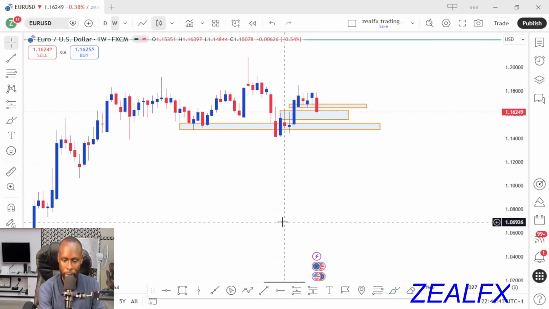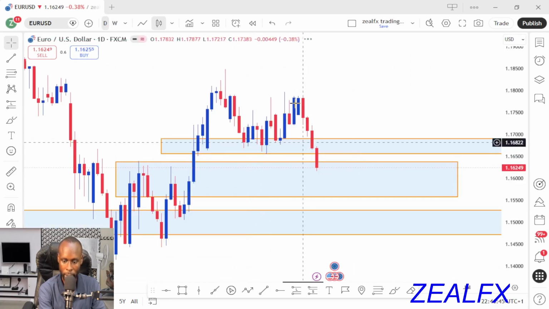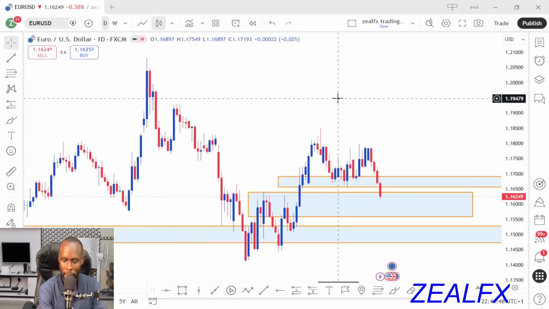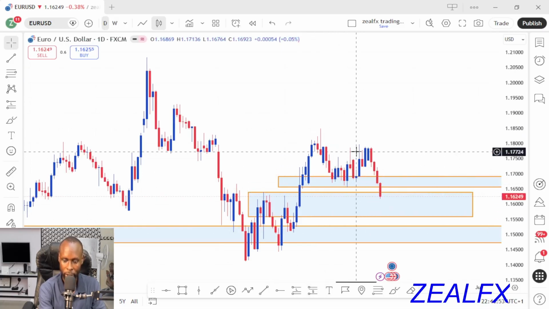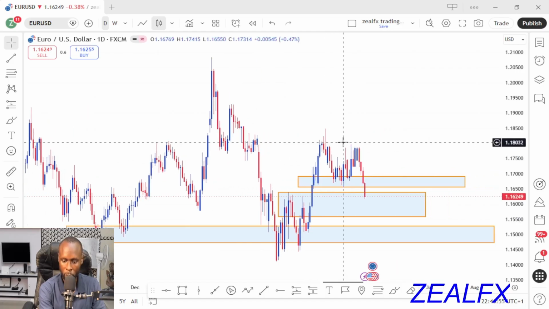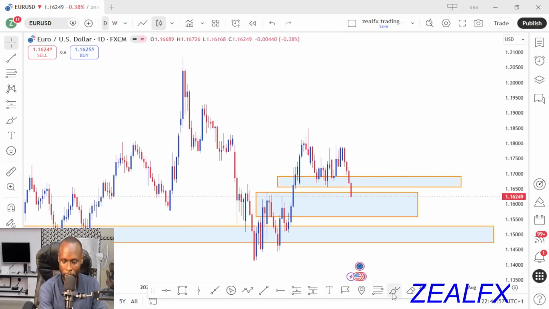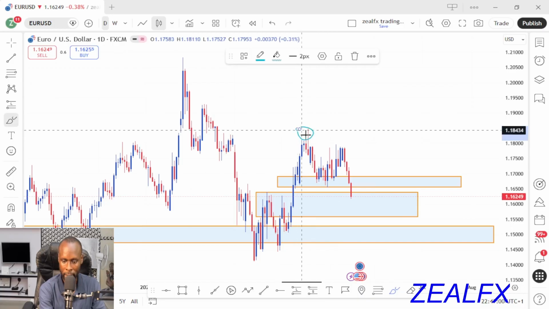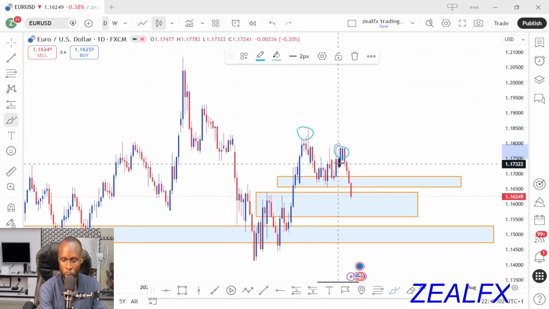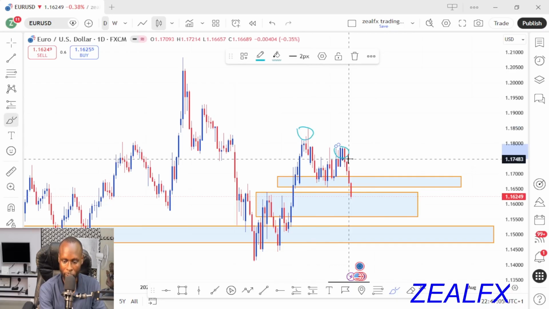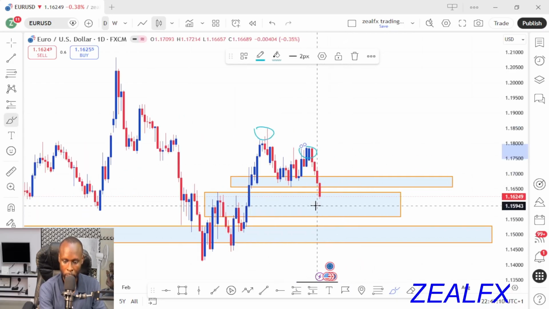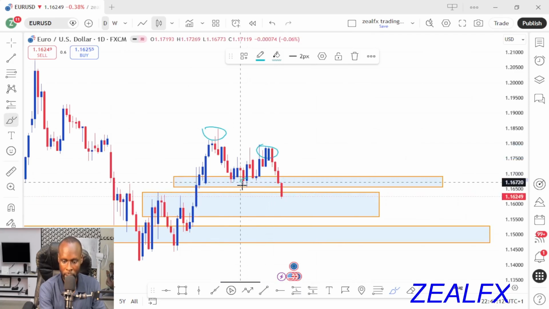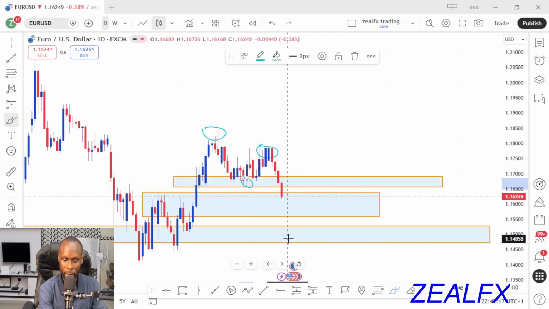So let's look at the daily time frame of the Euro USD. Let's start with the trend on Euro USD on the daily chart. We can clearly see that on the daily chart, price created a higher high and a lower high. So this is an indication of a price reversal to a downtrend for the Euro USD. Then price also converted this daily support level and also a weekly support level to a resistance level.